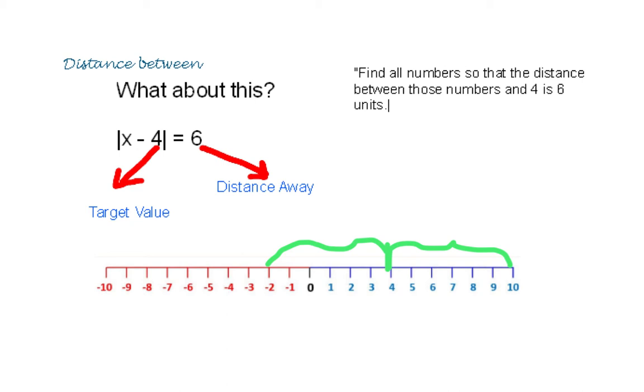Notice that we're talking about the distance between, and the distance between includes a minus sign there, right? The distance between 5 and 4 is 1 unit. The distance between 4 and 5 is 1 unit. I'm subtracting to find that distance.